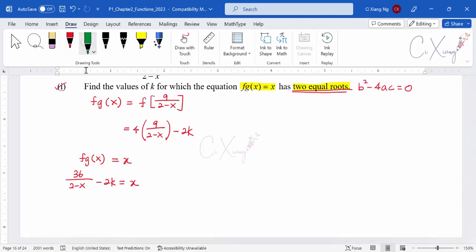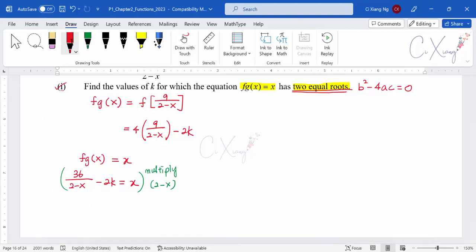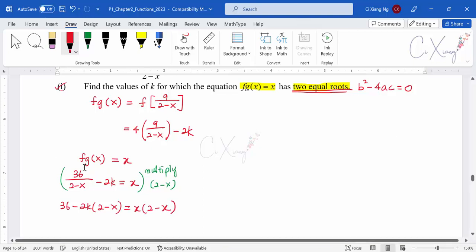I multiply the whole equation by 2 minus x, so that the denominator 2 minus x will disappear in my equation. So I have 36 minus 2k multiplied by 2 minus x, and then equals x multiplied by 2 minus x. Okay, so this is what I have here.